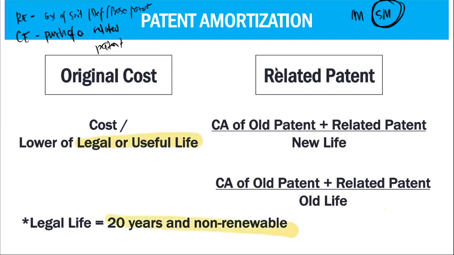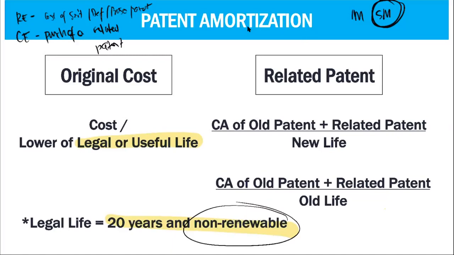20 years and non-renewable. Take note, it is non-renewable. Why? Again, I told you, once a patent is granted, normally that will not be renewed because after some time there will be a new invention that will be better than your invention, especially these times. Therefore, what will happen to your patent? It loses its value.